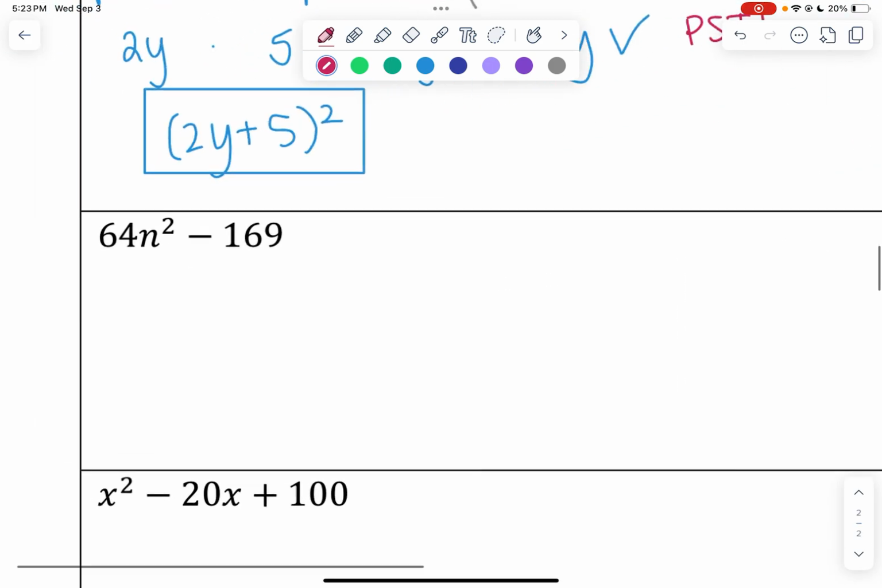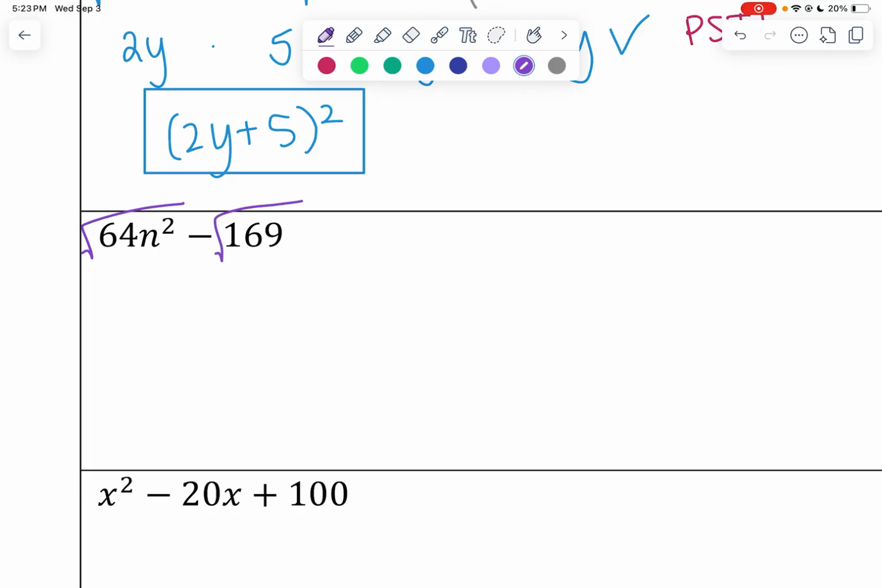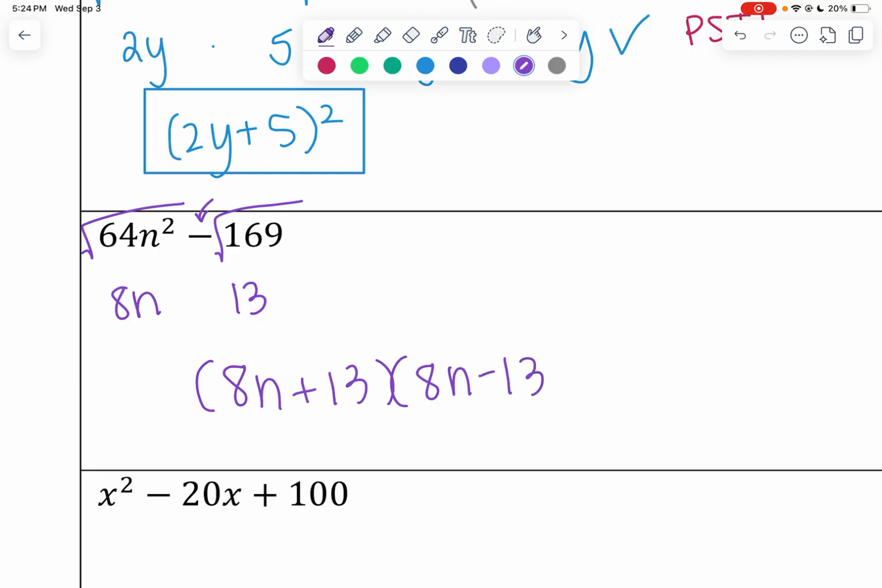So if I take a look at this one, 64n squared minus 169. If you know your perfect squares, you know that that is a perfect square and that's a perfect square. So square root each one. I had a minus in between, so there's my difference part, right? The square root of 64n squared would be 8n, and the square root of 169 is 13. So this is going to factor to 8n plus 13 times 8n minus 13. That's it.